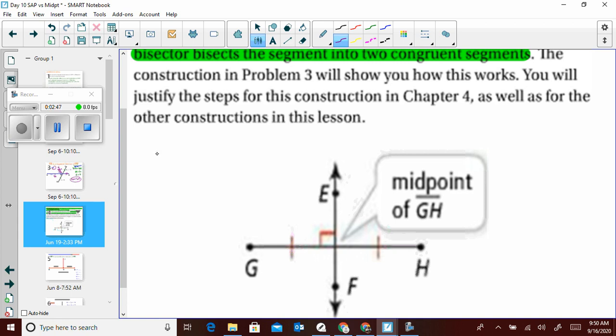And you would write this as line EF is perpendicular. An upside down T means perpendicular. GH. Okay? We'll use this more often later. So let's go to a problem.